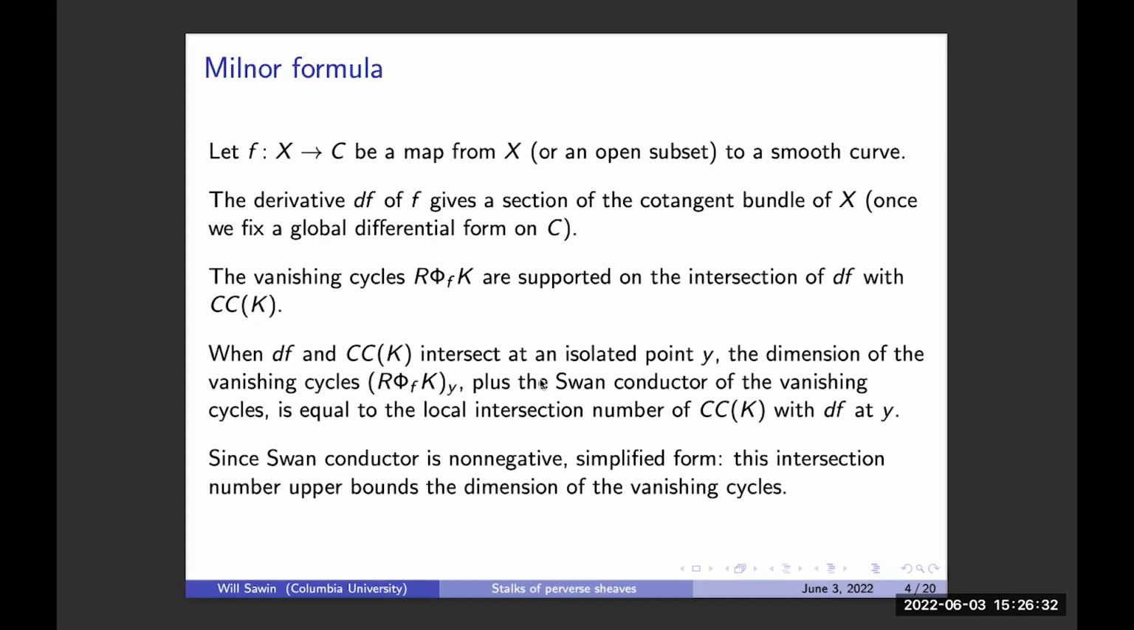And so for the purpose of this talk, the only thing that's important about the Swan conductor is that it'll be non-negative. So the only part of the Milnor formula I'll use is that the intersection number gives an upper bound for the dimension of the vanishing cycles.